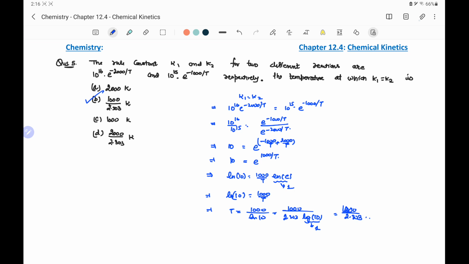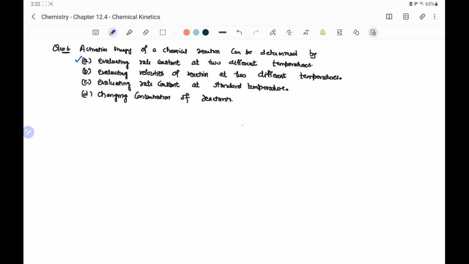Next question is, activation energy of a chemical reaction can be determined by, and option A is the correct option, that is evaluating the rate constant at two different temperatures. From the Arrhenius equation, we have already derived that log K2 by K1 is equal to EA divided by 2.303 R, where R is the gas constant, into T2 minus T1, the difference of the temperature, divided by T2 into T1.